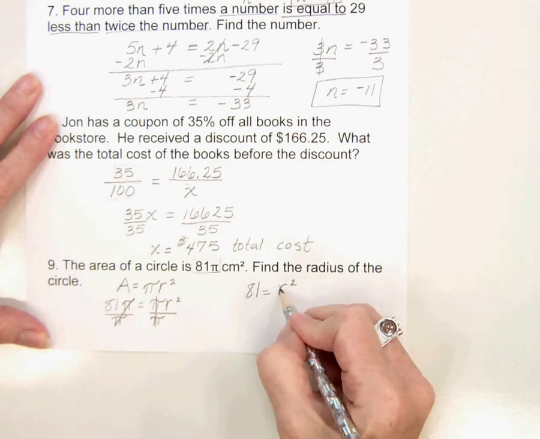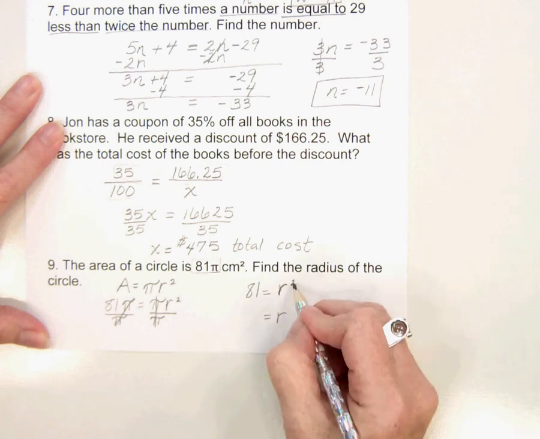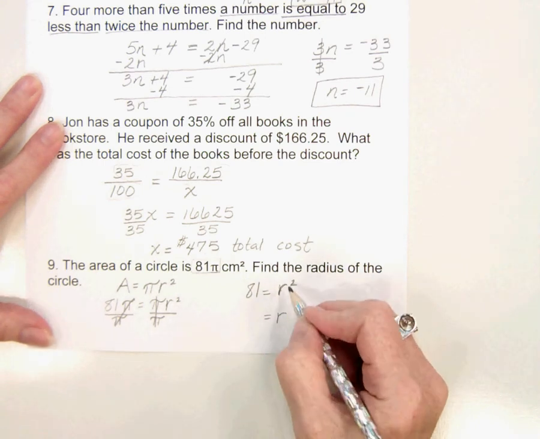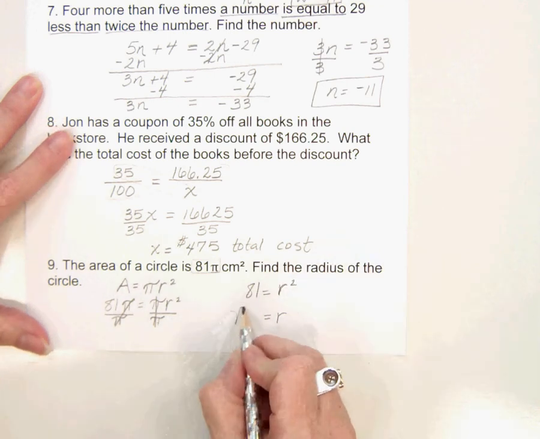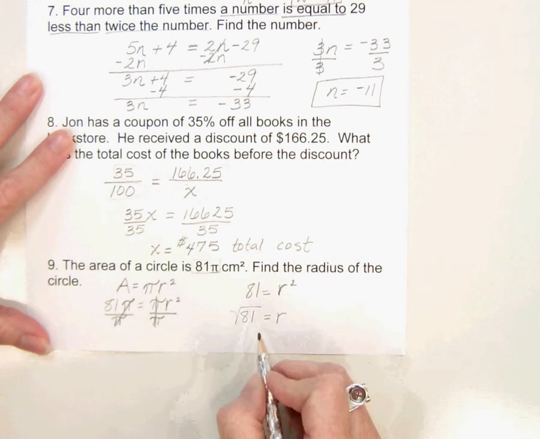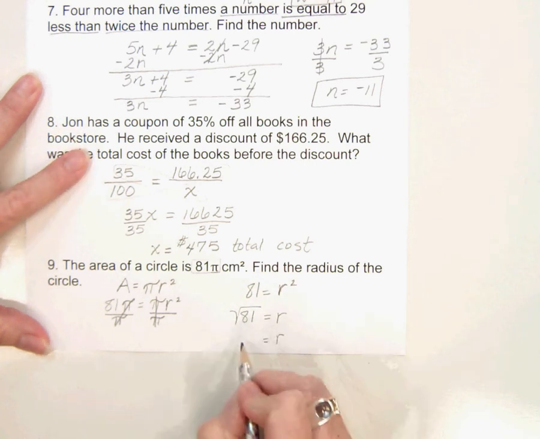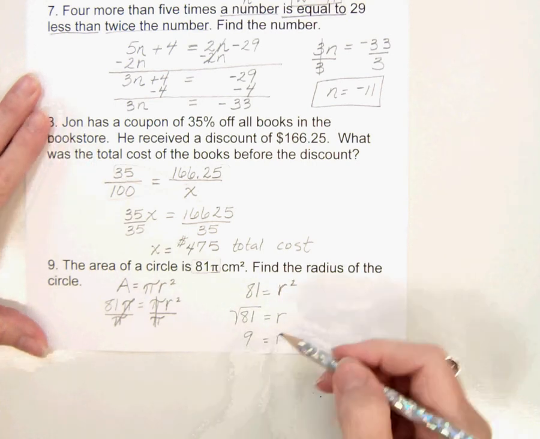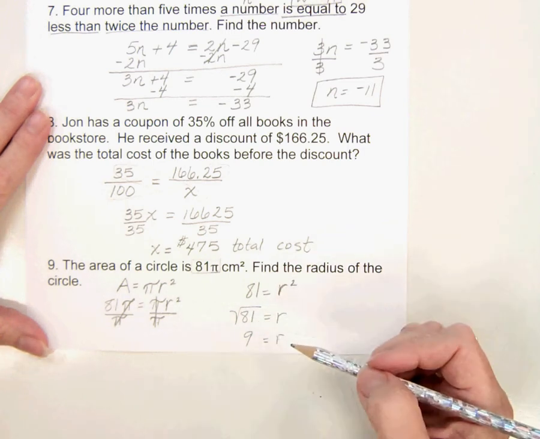What this means is you're trying to find what would the radius be. If I'm squaring r, I need to know what times itself gives me 81. If you don't know, you can always use the inverse, the square root of 81. And that will give you the answer. 9 is the radius because 9 times 9 is 81. And that's the square root.